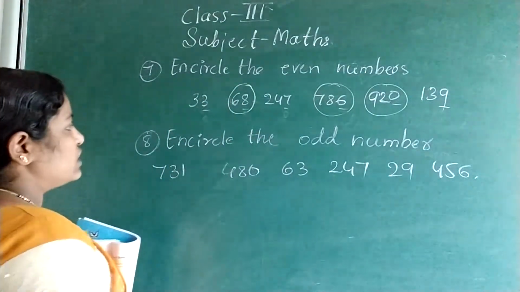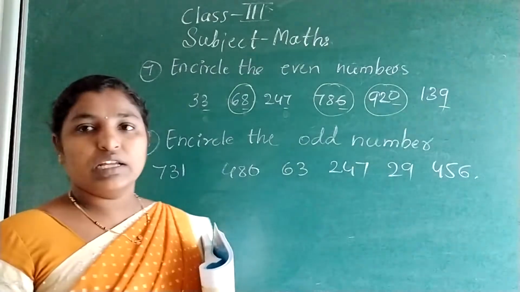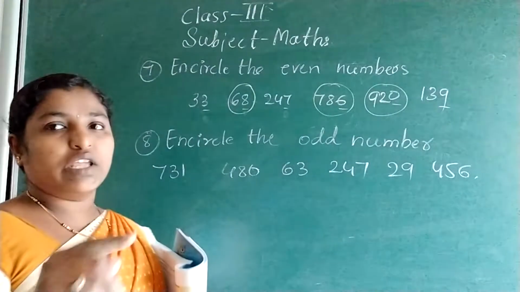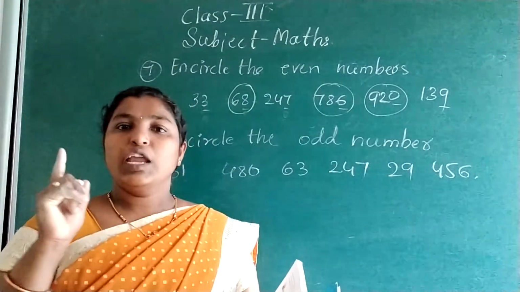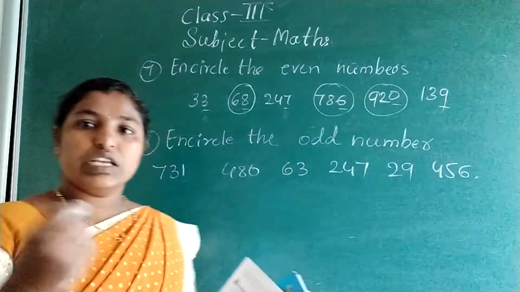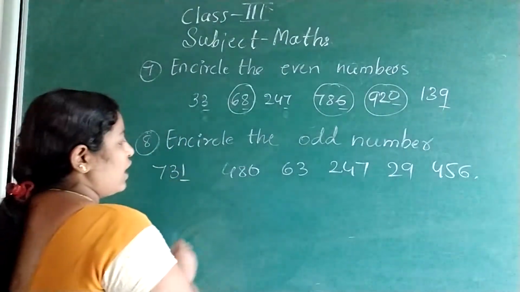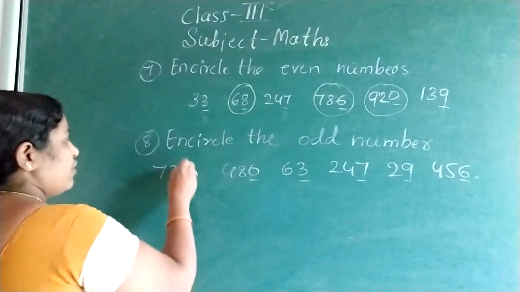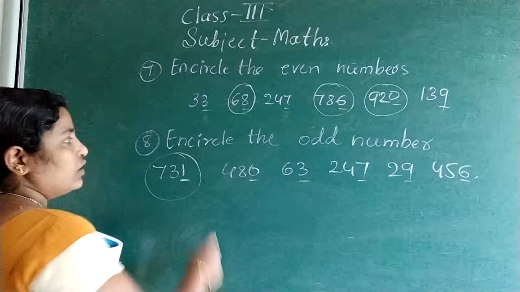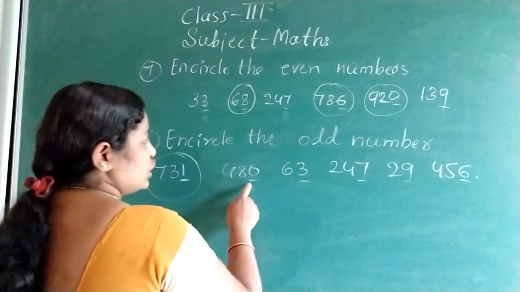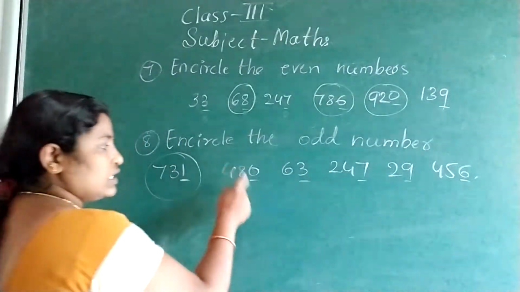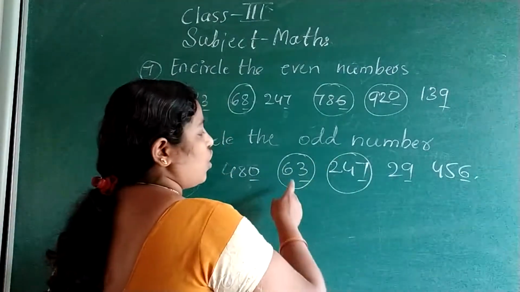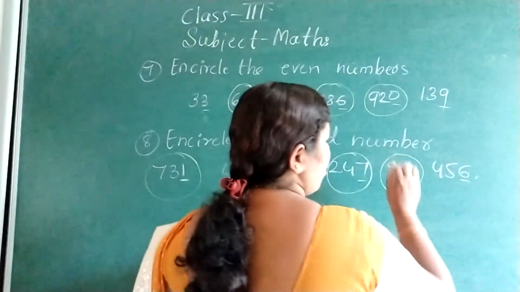Okay. Come to next. Encircle the odd numbers. Odd numbers means there should be 1, 3, 5, 7 and 9 in the ones places. Just check the ones place. 1, 0, 3, 7, 9, 6. So this is having 1, so this is an odd number. Here, encircle the odd numbers. 0, this is not an odd number. This is even. And 3 is also odd. This is an odd number, and this is also an odd number.